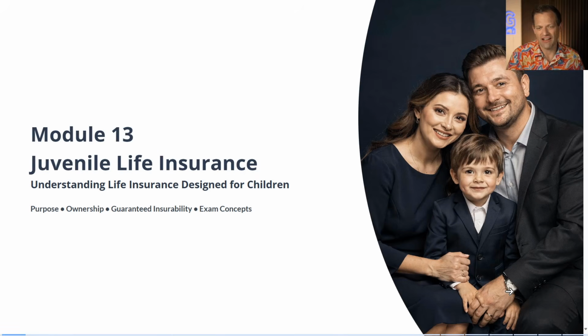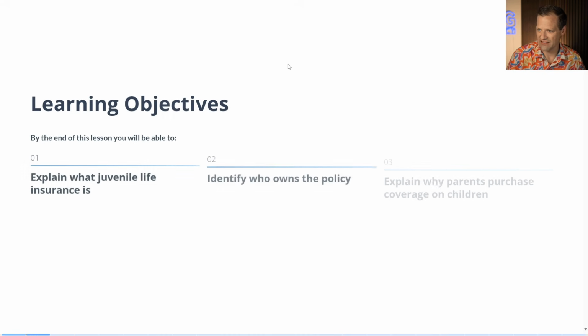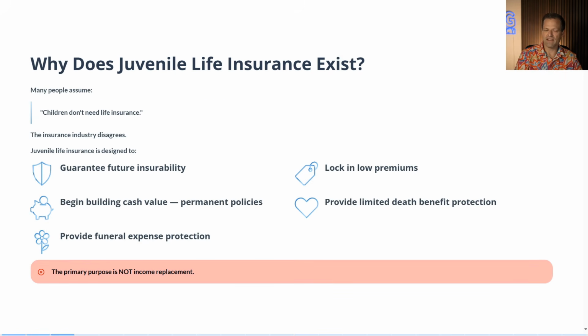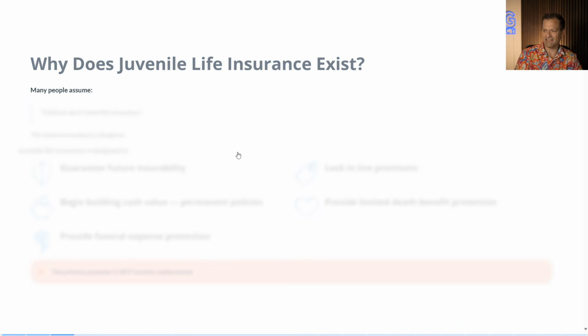In today's lesson, we'll be talking about juvenile life insurance, understanding life insurance designed for children to help you pass your life insurance exam. So without further ado, let's begin. We're going to be learning exactly what juvenile life insurance is, who owns the juvenile life policy, why parents purchase it in the first place, and understanding things like guaranteed insurability riders and how they can be useful on kids' plans, and recognizing those exam traps, because that's the whole point of this, to help you pass the life insurance exam.